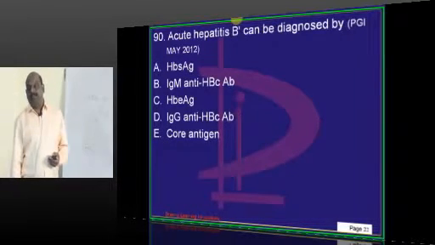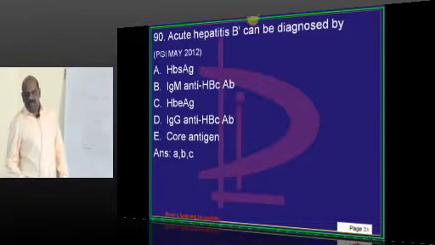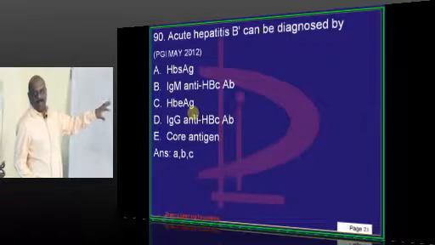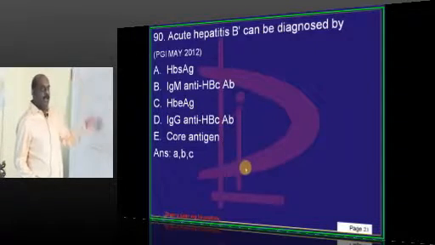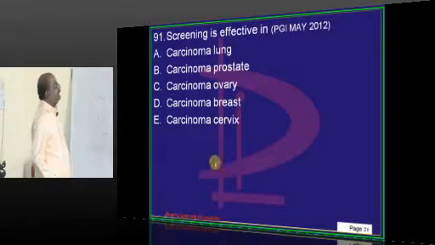Acute hepatitis B, how to diagnose? Basically, there is the surface antigen, there is IgM, there is HBe. IgG does not occur in the acute state. Core antigen is not available, only the antibody is available.